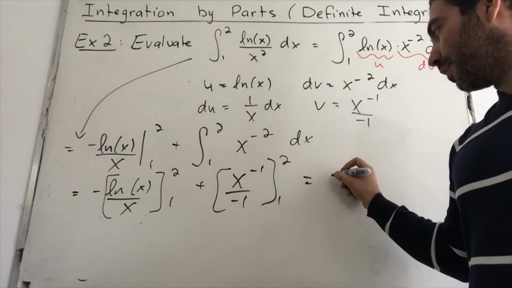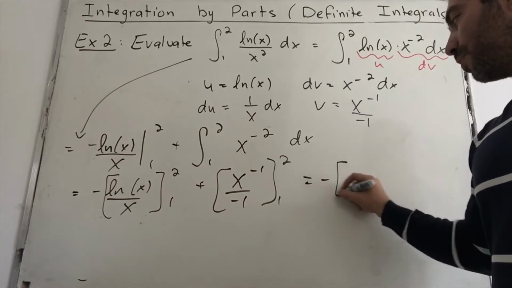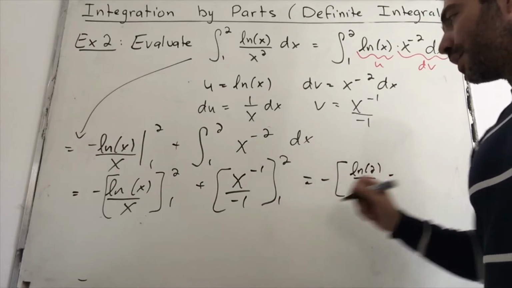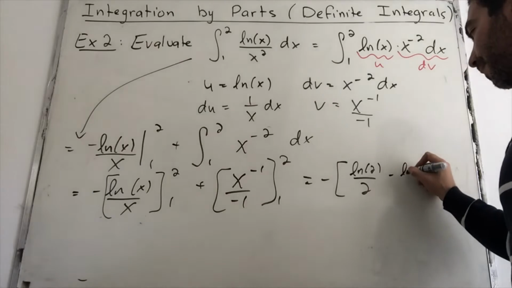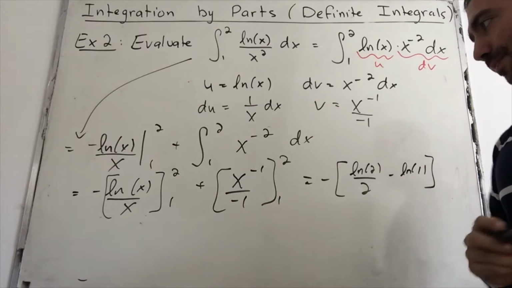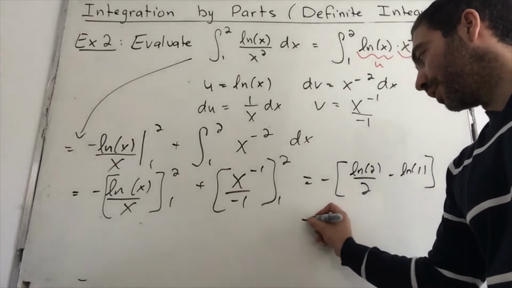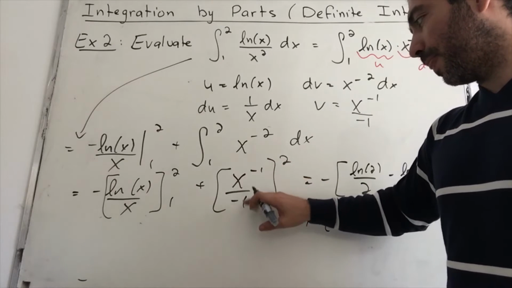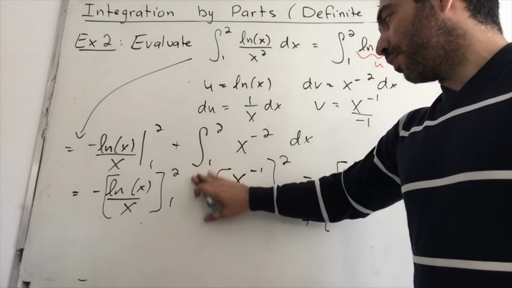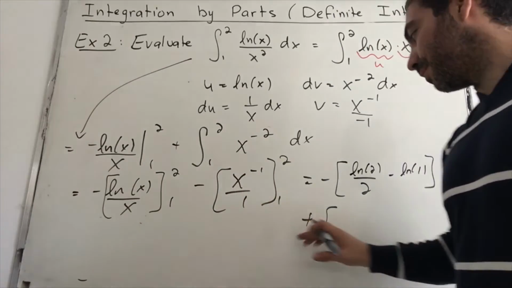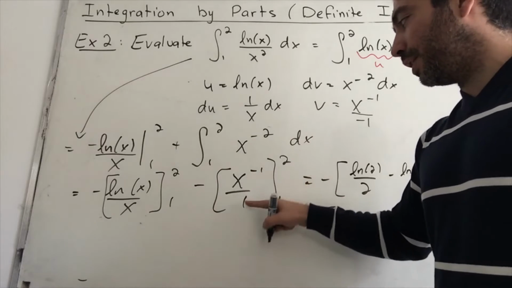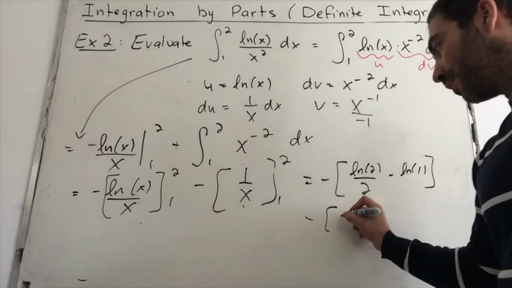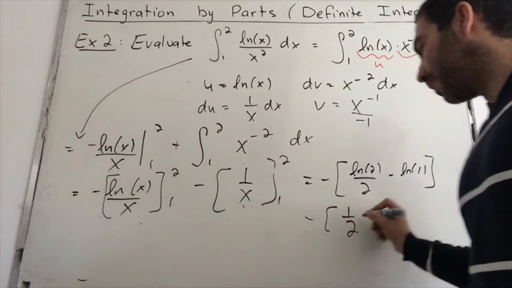So this gives us, there's a negative in the front, open bracket, ln of 2 divided by 2, minus ln of 1 divided by 1. Okay, separated by a plus, I'm just going to continue down here. Evaluate at the upper bound. We could pull the negative out, just to make it simpler. Change this to a negative, and the x to negative 1 we could write as 1 over x. I think it's just easier to do it this way. So we get 1 over 2, we substitute the 2, minus the 1 over 1.